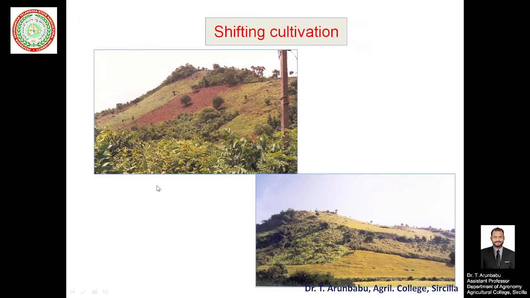So what is shifting cultivation? A portion of the land area is utilized for cultivation, and after harvest of the crop, the land is abandoned for free growth of vegetation. These soils are highly prone to soil erosion. So this is the drawback of shifting cultivation.